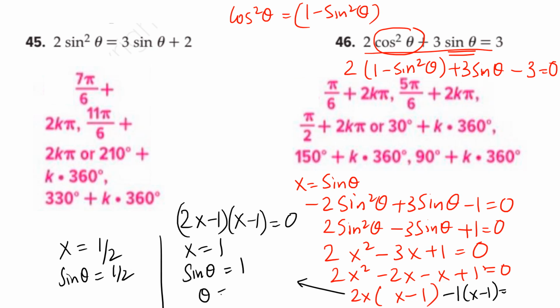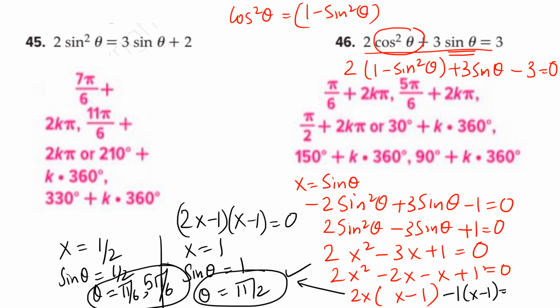So theta is coming out to be pi by 2 as a particular solution, and here theta is coming out to be pi by 6, also 5 pi by 6. Two particular solutions from here and from here, and then this one is your general solution. That completes question 46.